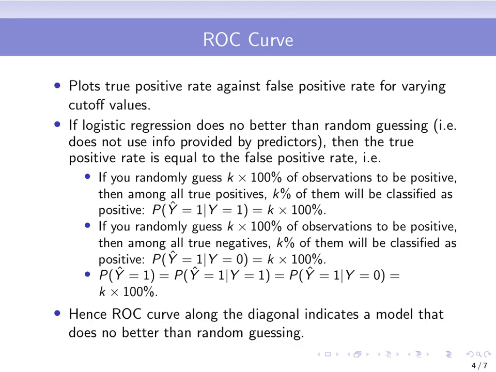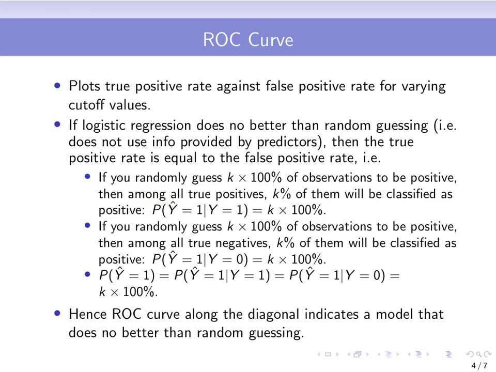The ROC curve plots the true positive rate, or the sensitivity, against the false positive rate, 1 minus the specificity, for varying cutoff values or thresholds. If the logistic regression does no better than random guessing, i.e. it doesn't use info provided by the predictors, then the true positive rate is equal to the false positive rate. Because if you randomly guess k% of observations to be positive, then among all true positives, k% of them will be classified as positive. So this probability, which is the sensitivity, is just k%.